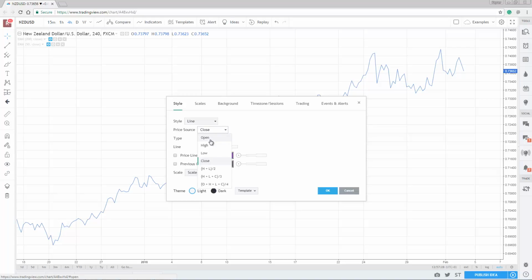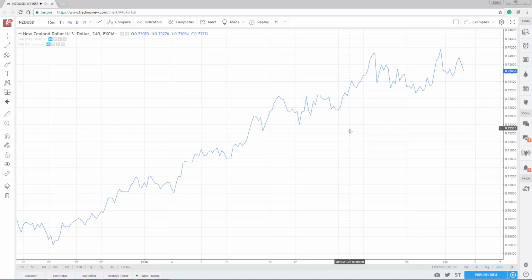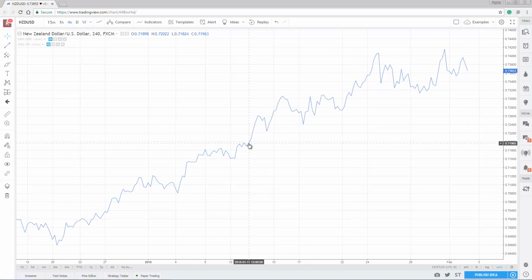For example, you may want to use the open, high, or low. So this is how a line chart looks. It's usually very good to help you define the market condition, whether it is in an uptrend or a range, because it's usually very clear cut, without any clutter or wicks flying around on your chart.